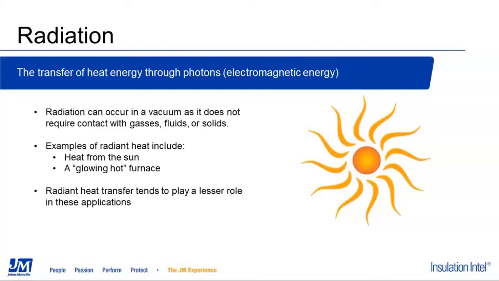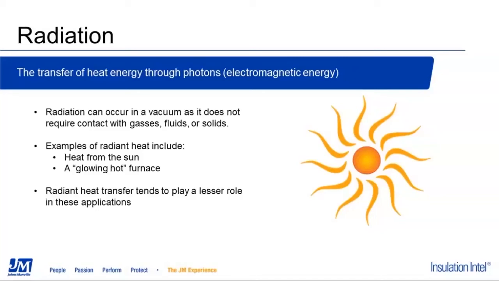Great example of this is the sun. The sun is heating the earth. Heat energy is moving via radiation through the vacuum of space and heating the earth's surface. Or in our industry, if you've ever been near a glass furnace, especially if you have a viewing port that opens up, you feel that glowing hot on your skin.